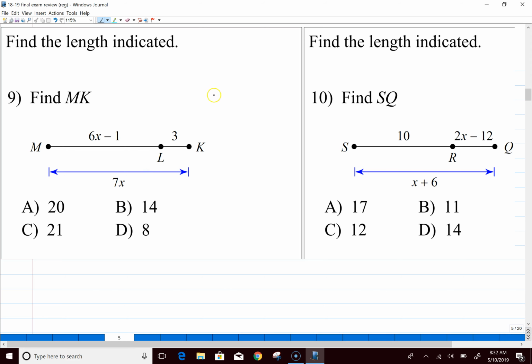Alright. Number 10. Number 10 says find SQ. So real quick, SQ is S all the way to Q. So it wants to know how much is this. It's asking for how much is this part here. If I know what x is, then you add 6 and you get it. So whatever x is, you plus 6 and it gives you the answer because you want SQ.